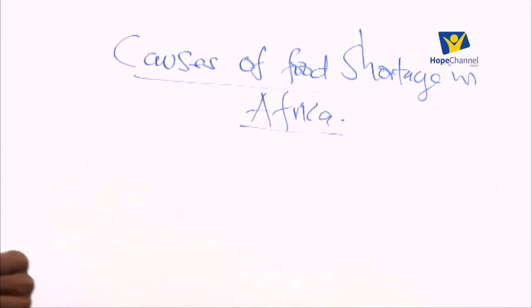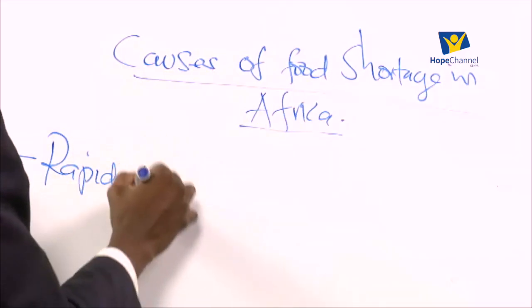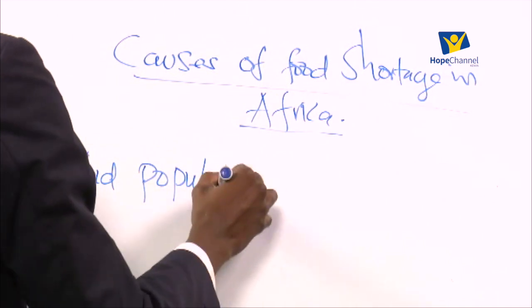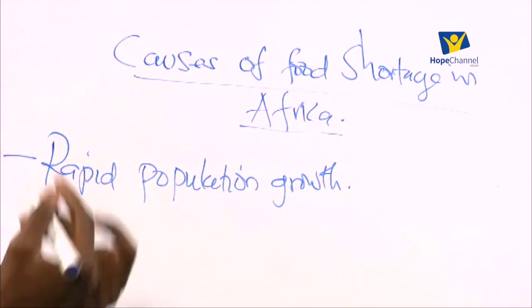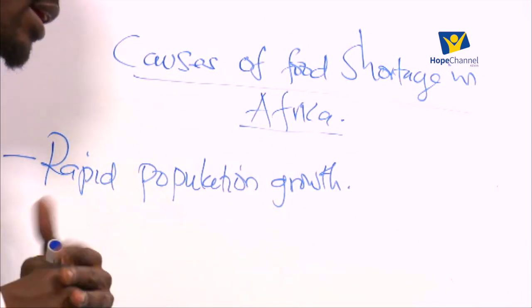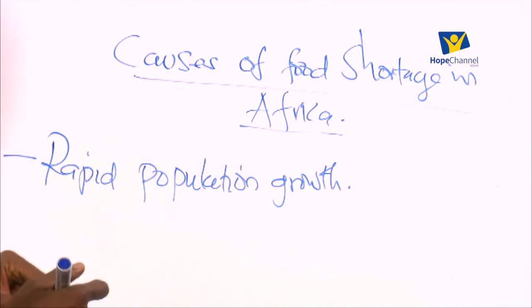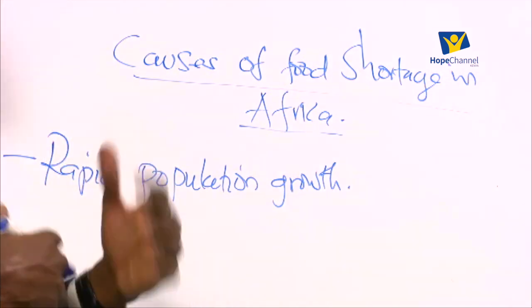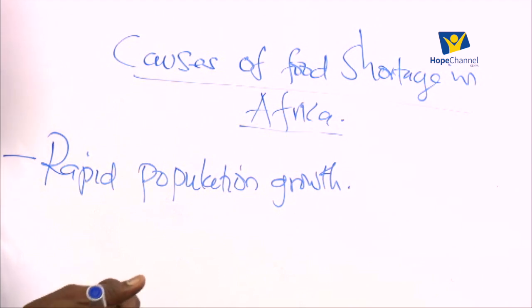The first one we said last time was rapid population growth. This implies that the rate at which the population of Africans is growing is high compared to the available resources, which are a bit low. Therefore, that leads to shortage. There is more population competing in terms of food, and that leads to food shortage in Africa.